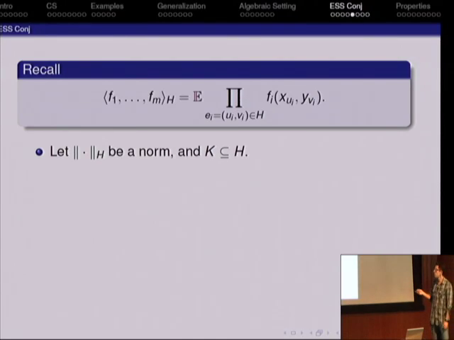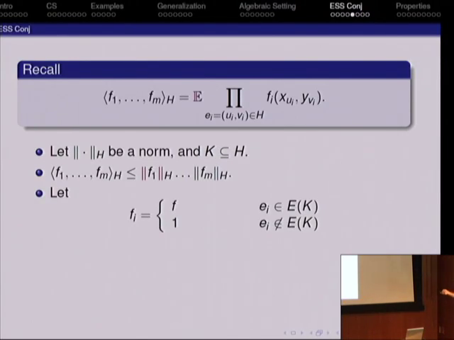Now, what can we say about it? Let's look at this product that we had, and we know that there is this Cauchy-Schwarz type inequality. Now, suppose that my graph H defines a norm. Let's consider any subgraph of H, so K is a bunch of edges in H. I know that this Cauchy-Schwarz type inequality holds. Now let me set these functions to things that work for me. I'm going to put f on edges that belong to K, and just the constant function 1 on edges that don't belong to K.